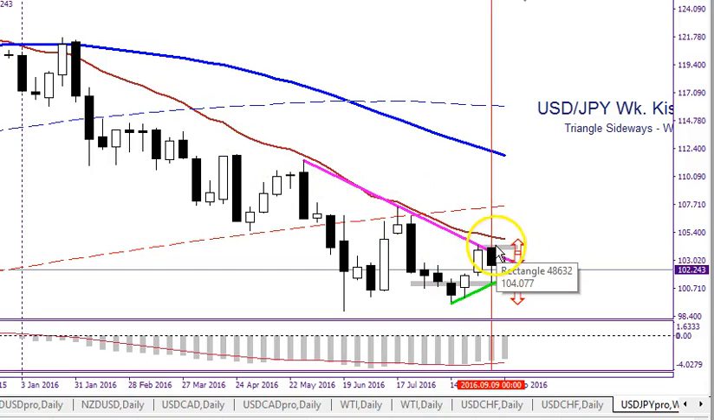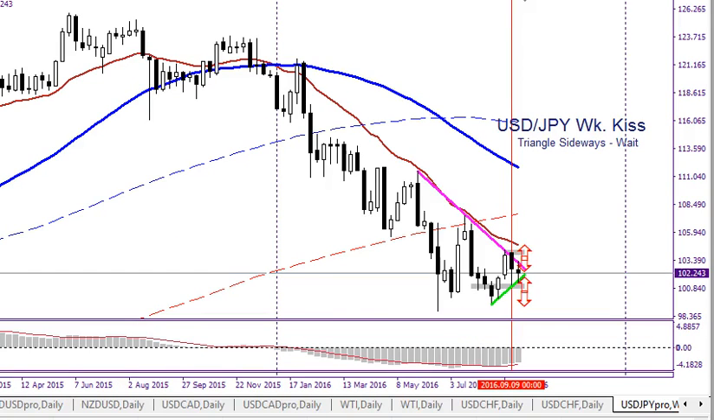So price has never really gone above the 21, and I expect price to just go sideways, again waiting for the FOMC rate decision on Wednesday. So more sideways movement on this one. So wait and see, that's what that means. Okay, let me just come down to the daily.